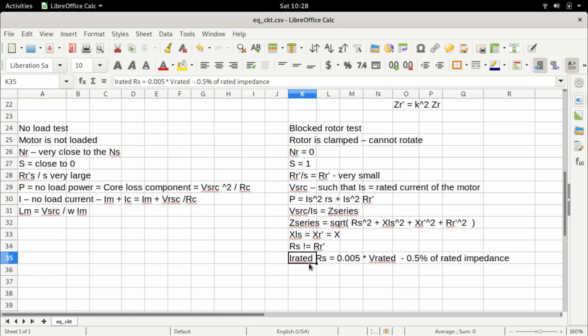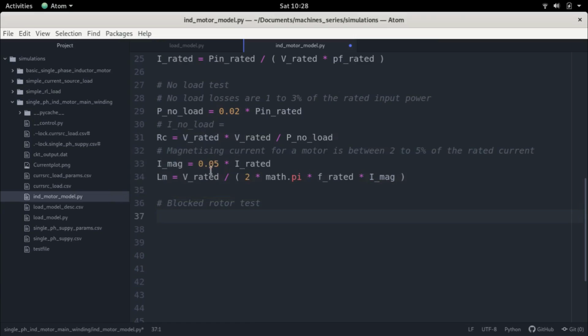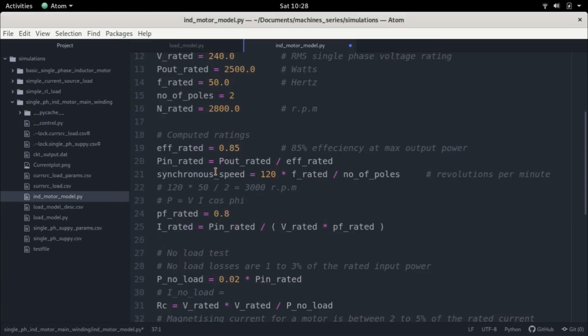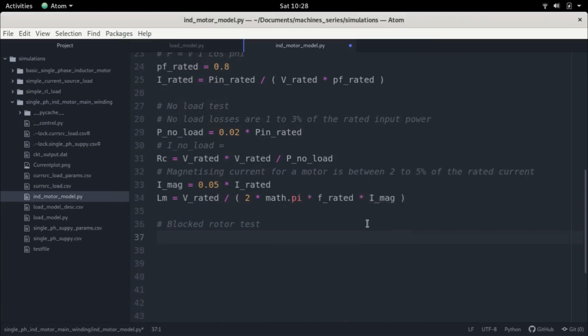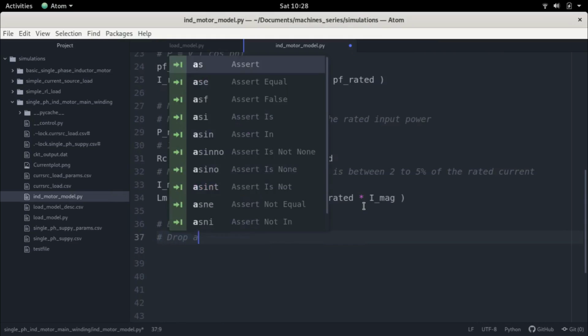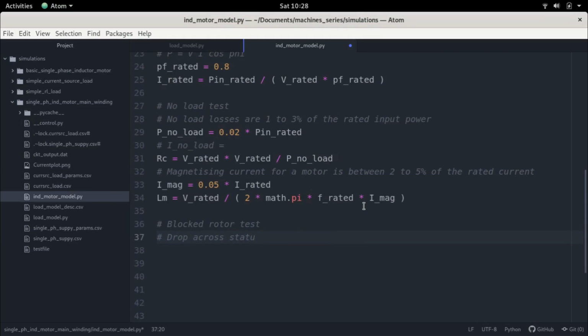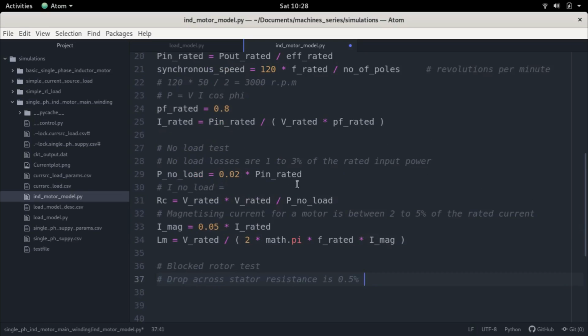So let's get started here. Let's say we've already calculated I rated. So if you go up here, we say we've calculated I rated. So all we have to do is say, let me write this comment, drop across stator resistance is 0.5%. It's important to say it's 0.5% because remember, almost everywhere we are considering around 1 to 3%.